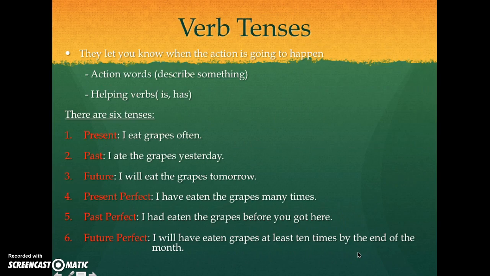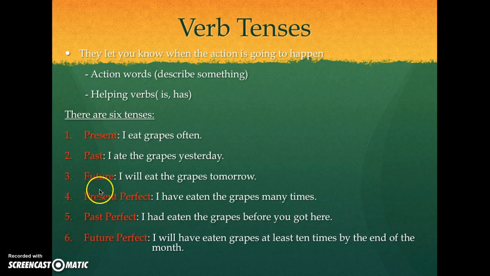Verb tenses. They let you know when the action is going to happen. They're action words, like I said, that describe something, or helping verbs, like I said before, like is or has. There are 6 different tenses: present, past, future, present perfect, past perfect, and future perfect.